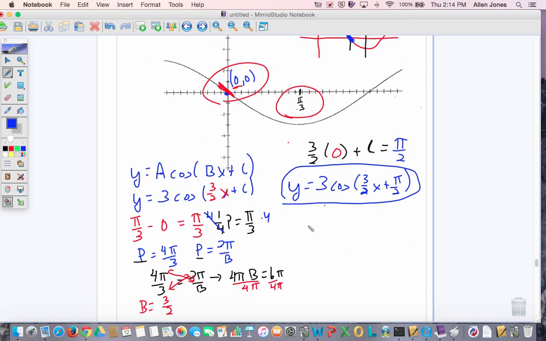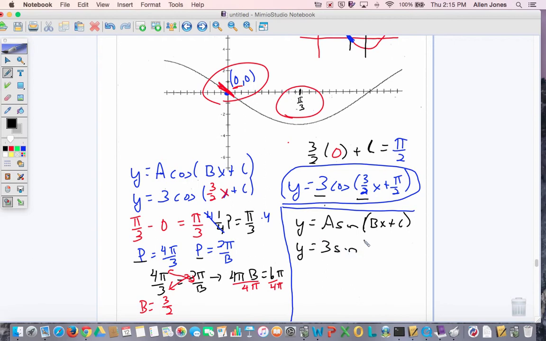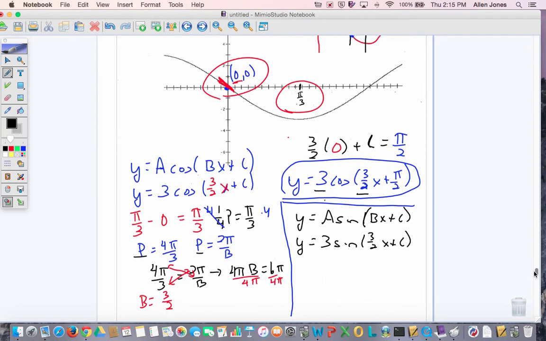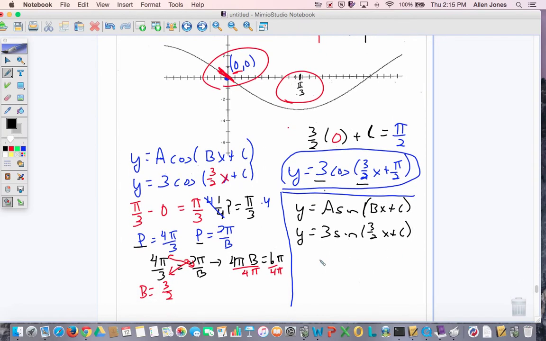Now with that being said, we can find a second function. That graph, I think you would also agree, could also be a sine curve. I'm going to start from scratch. y equals a times the sine of bx plus c. Before we moan and groan too much, there's good news here. Sine and cosine have the same amplitude and the same period length, so our a and b are the same. So y equals 3 times the sine of 3/2 x plus c. The c value is going to be different because the shape of the graphs is different. The high and low occur at different places.